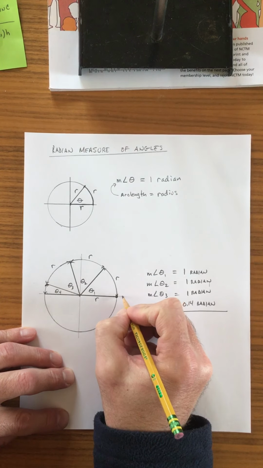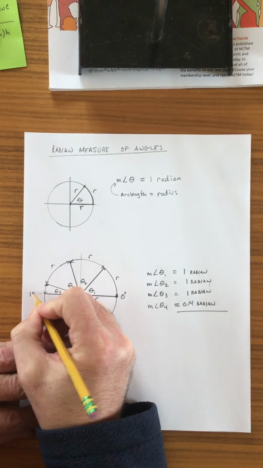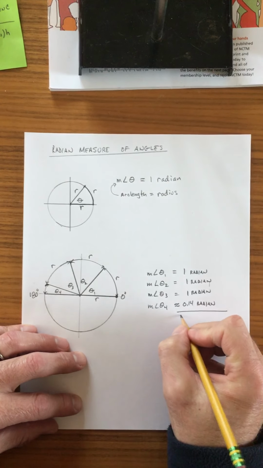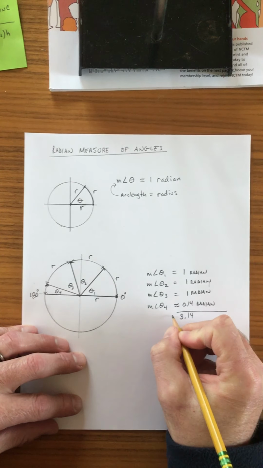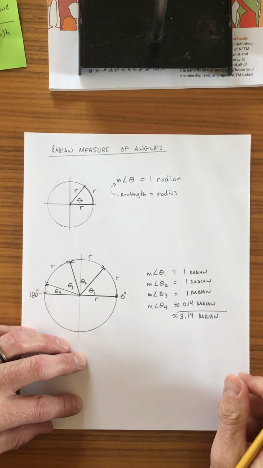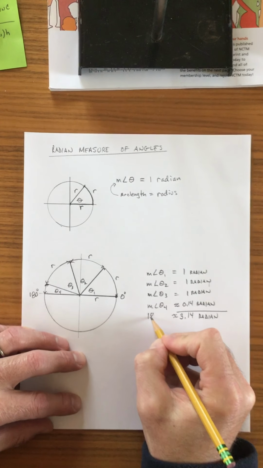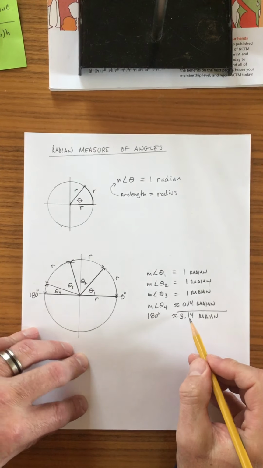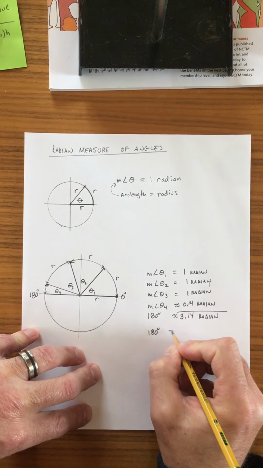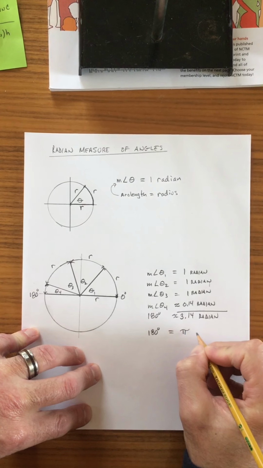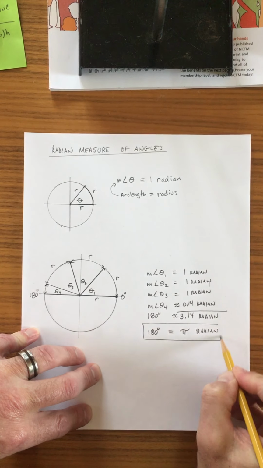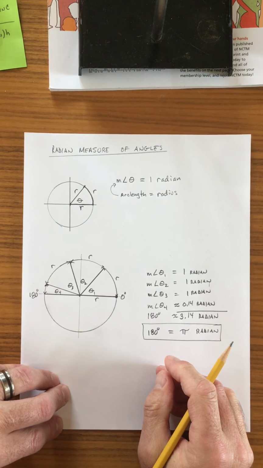How many radians is it to go from 0 to 180 degrees? Well, let's add them up. 1, 2, 3, 3.14. Approximately 3.14 radians is 180 degrees. Does that number look familiar to you? Yes, yes. 180 degrees is exactly equal to pi radians. And that's the key idea here. Pretty cool.